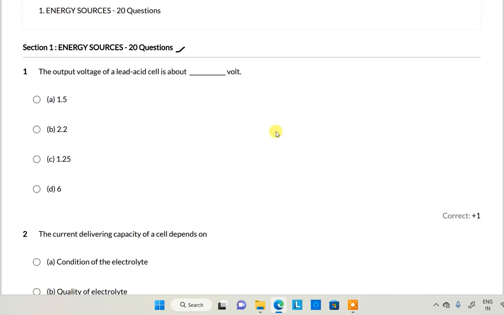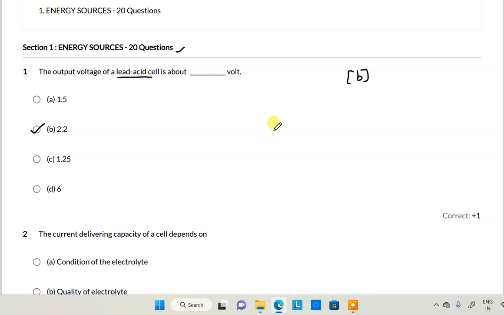So the first question here: the output voltage of a lead acid cell. Just now we discussed in the theory class. So what is the output voltage of a lead acid cell? 2.2 volt. It is around 2.1 volt, so the nearest value here is 2.2. Option B is the correct option.